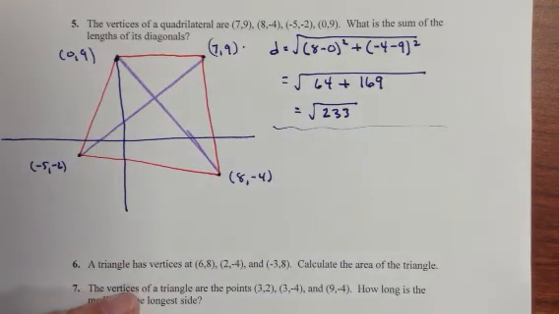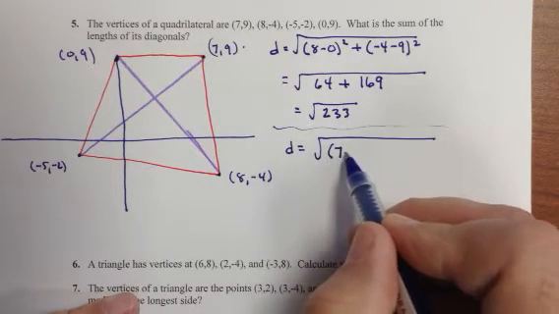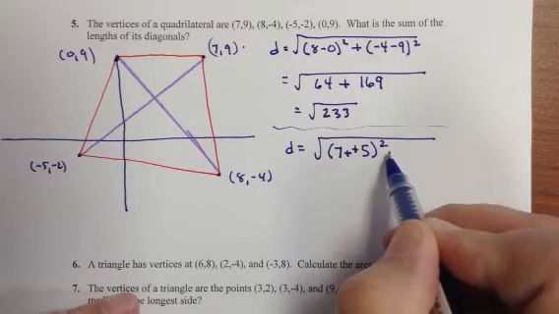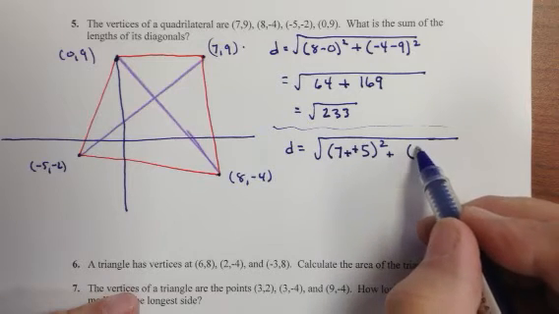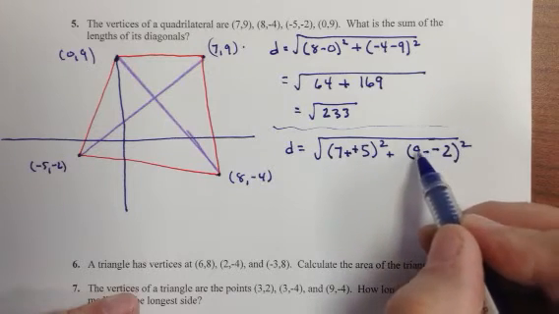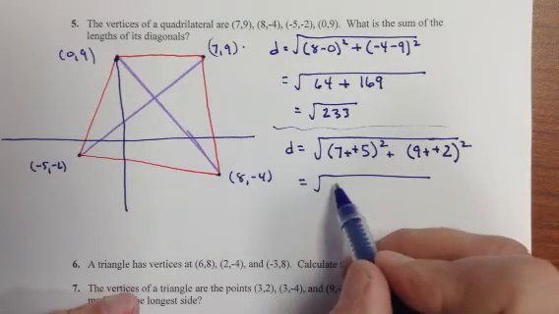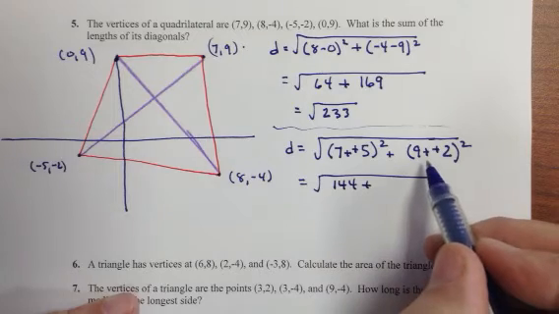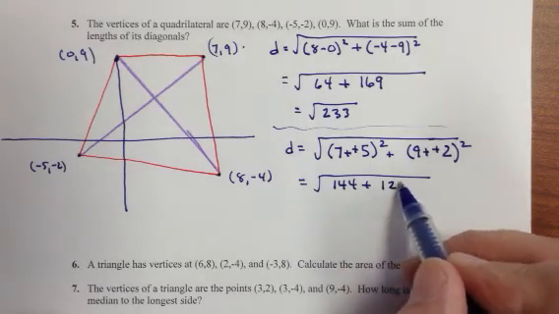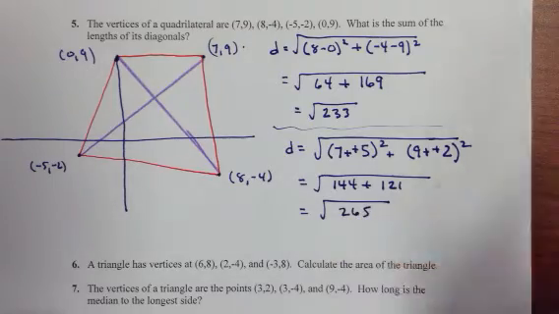So let's find the distance of the other diagonal. Square root of x minus x, so 7 minus negative 5, quantity squared, plus y minus y quantity squared. 9 minus negative 2 is plus, a plus. Square root of 7 plus 5 is 12, squared is 144. 9 plus 2 squared is 11 squared, which is 121. So that gives you 265.